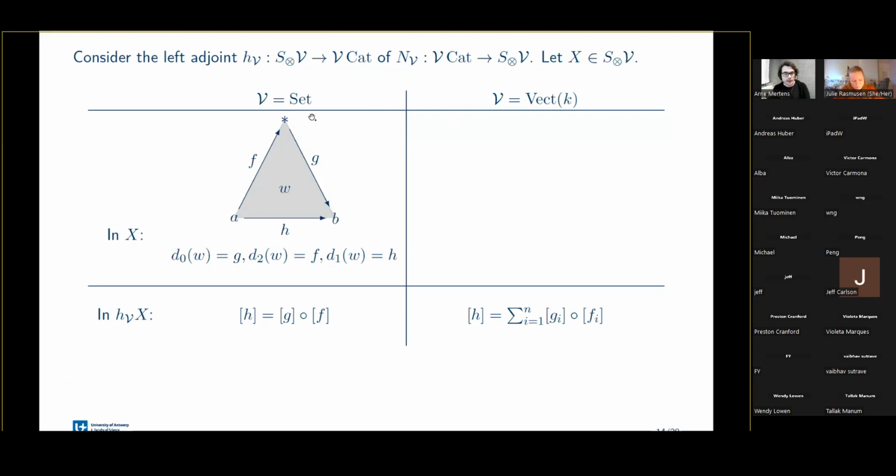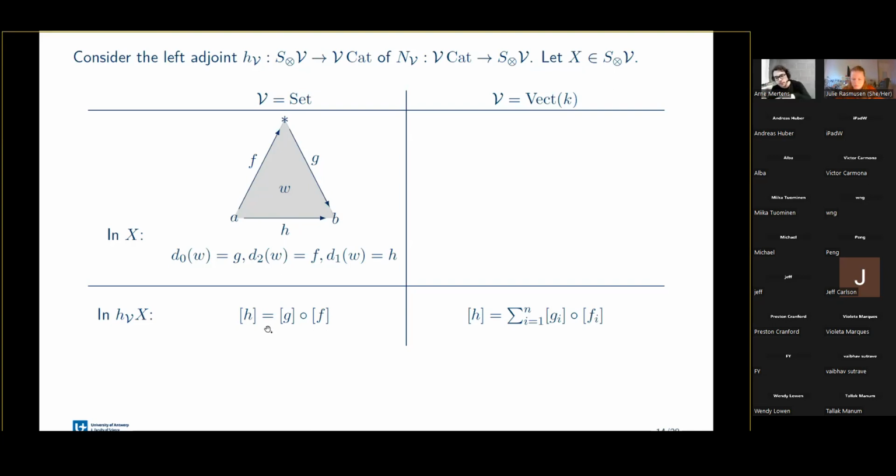So if V is the category of sets, everything reduces to the classical setup, with simplicial sets and ordinary categories, and then expressing that a morphism is the composition of two other morphisms in the homotopy category. This comes from a two-simplex in the original simplicial set, like so. Just to be clear, the brackets here mean homotopy classes of edges of your simplicial set. So a two-simplex like this, with outer faces given like this and bottom face given like this, expresses that H is the composition of G after F in the homotopy category.